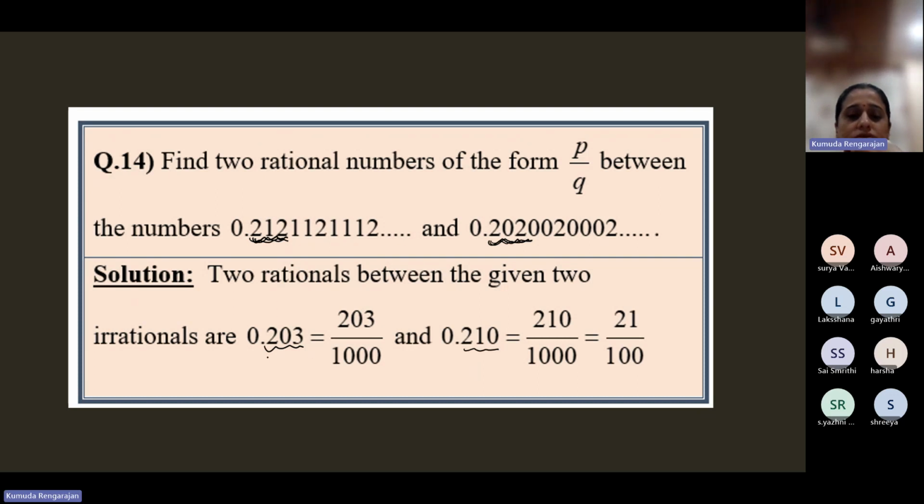So 0.203 and 0.210. These are terminating decimals. Write them in their P by Q form. And then simplify if possible. So here you can cancel the 0, 21 by 100.